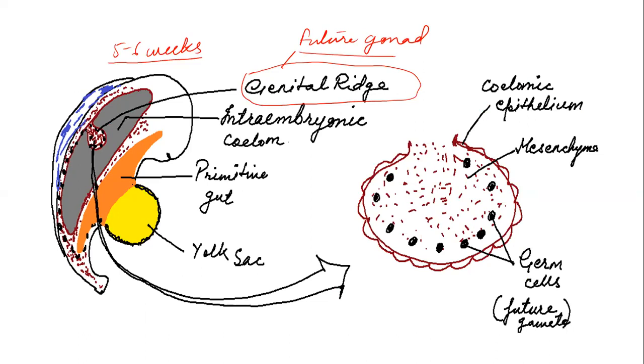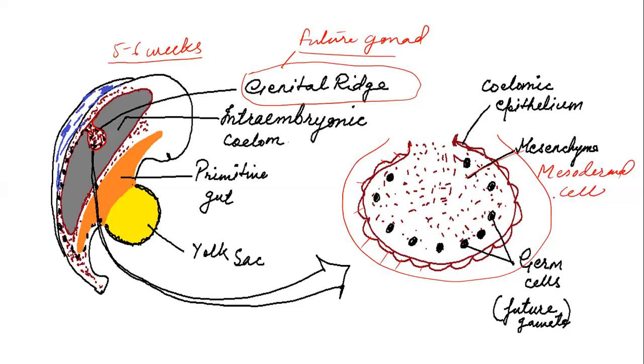This genital ridge is nothing but a mesodermal protrusion into the coelomic cavity. In this picture, you can see a zoomed view of the gonadal ridge. The outer epithelium is the coelomic epithelium, and this is the mesenchyme, which contains mesodermal cells. One more cell you can see here, this black colored cell, comes from the yolk sac endoderm through a migration process. They migrate from the yolk sac and reach the genital ridge.